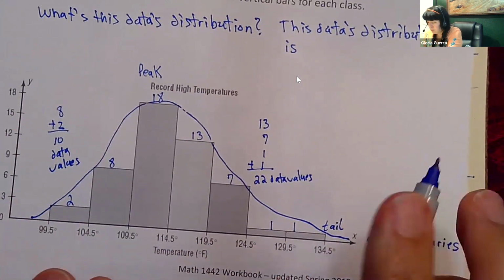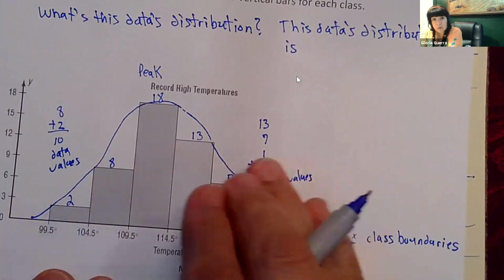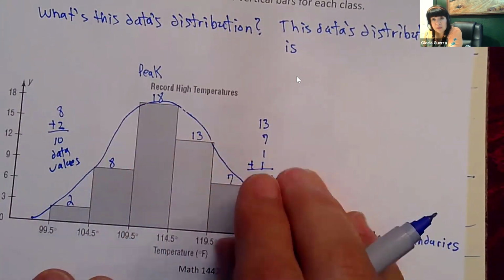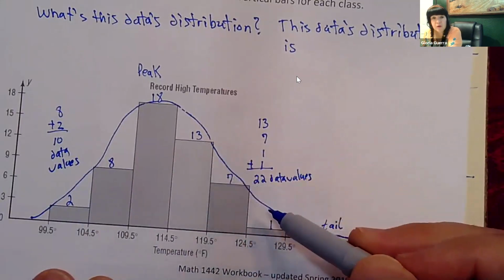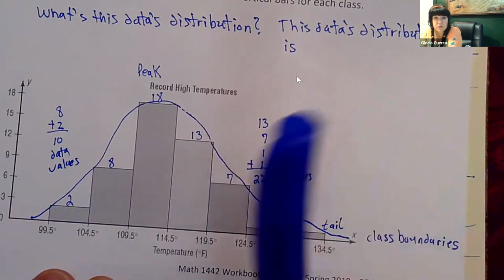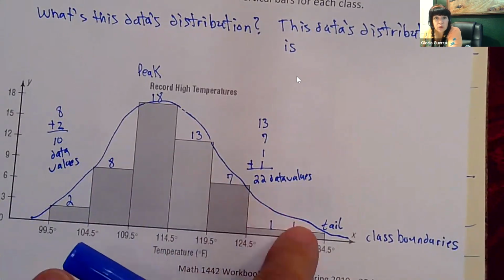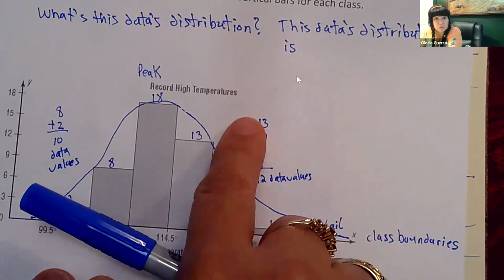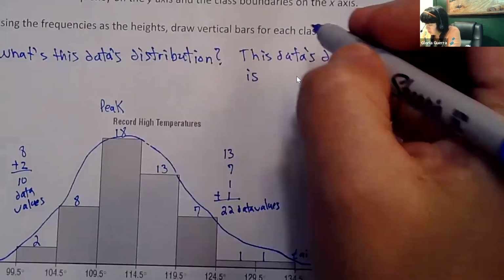Okay, so this would be considered right skewed, positively skewed, because the data tapers off more heavily on the right hand side. So you see these bars, there's more bars on the right hand side, and also more data. Okay, so the data's distribution is right skewed.